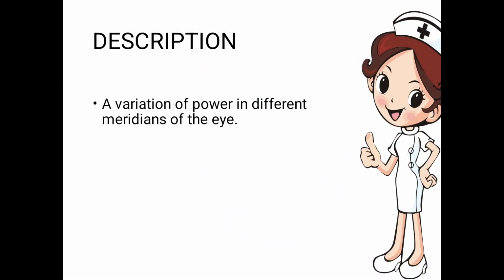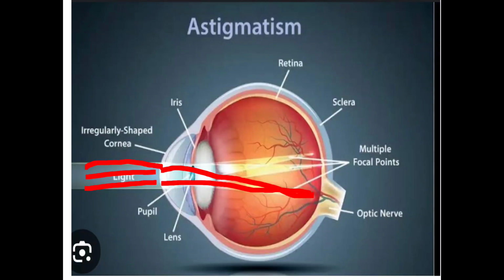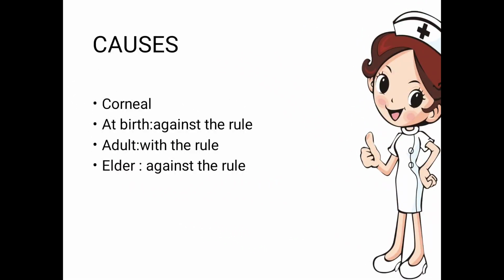A variation of power in the different meridians of the eye. So it is a different condition. It is a kind of condition in which the parallel rays of light coming from infinity get focused at different multiple focal points. Some of them are in front of the retina, some of them are behind the retina, but no point focuses on the retina. That's why the person is not able to see any clear image, because multiple focal points are formed in this case.